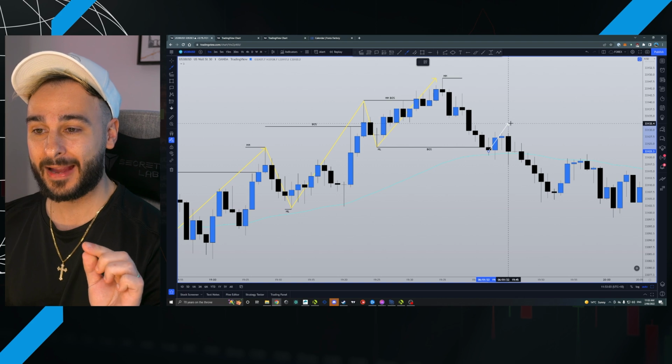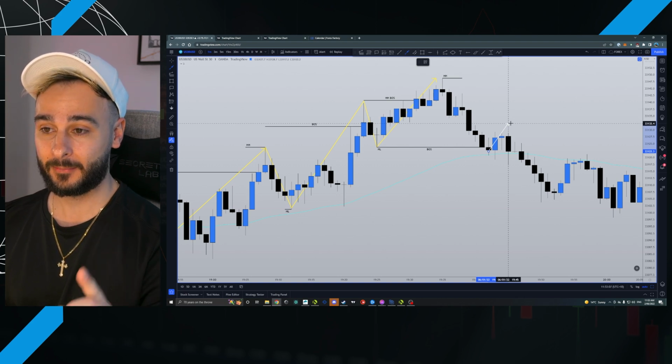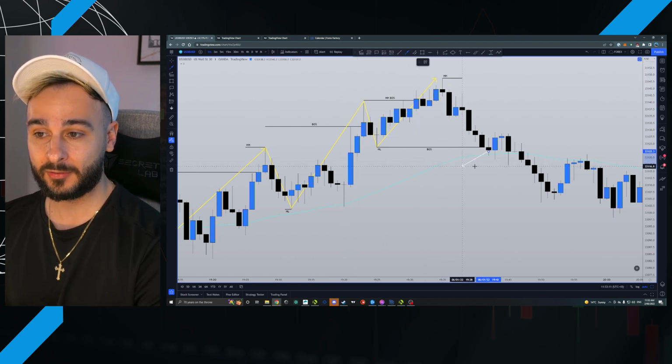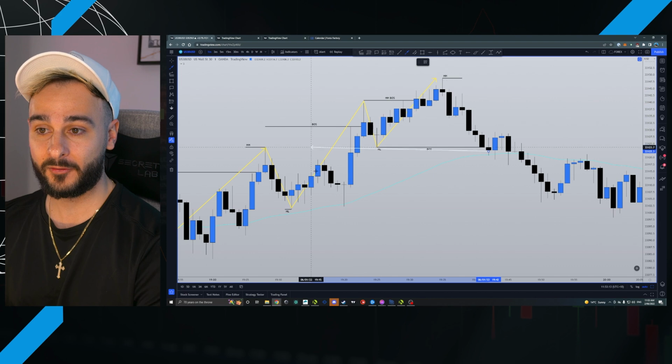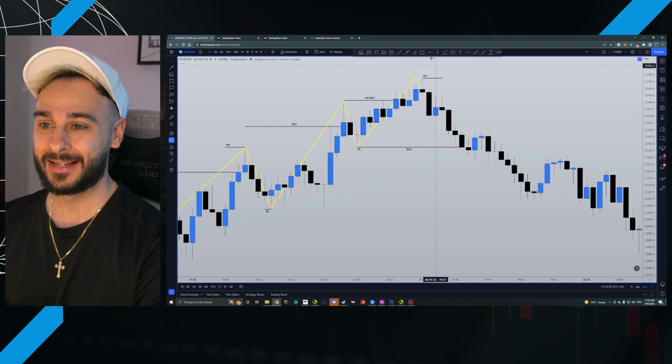And this is how I am defining my entries and being more selective in my trades, not just taking any kind of entry that presents. I am timing my entries within the structure of the market. So I'm making sure I'm always, not always, but most of the time, on the right side.